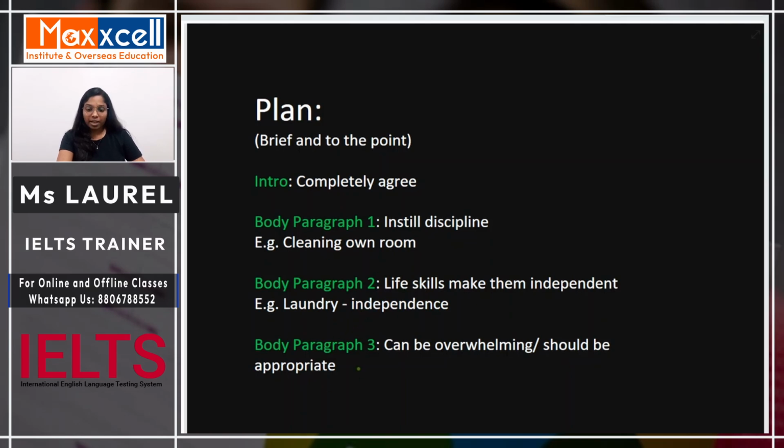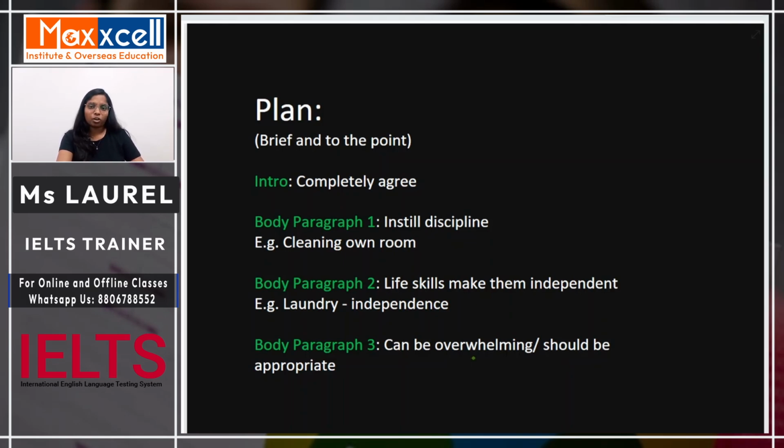Now in case of body paragraph 3, I have made the counter argument body paragraph, that is, it can be overwhelming. So the counter argument that a lot of people feel that children shouldn't be given any responsibilities at a young age is because they already have a lot of things going on.